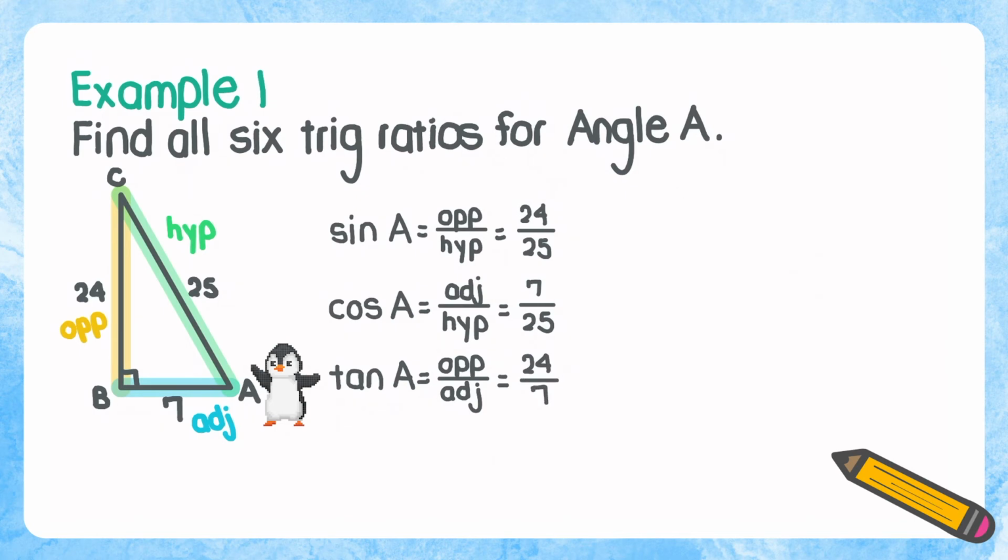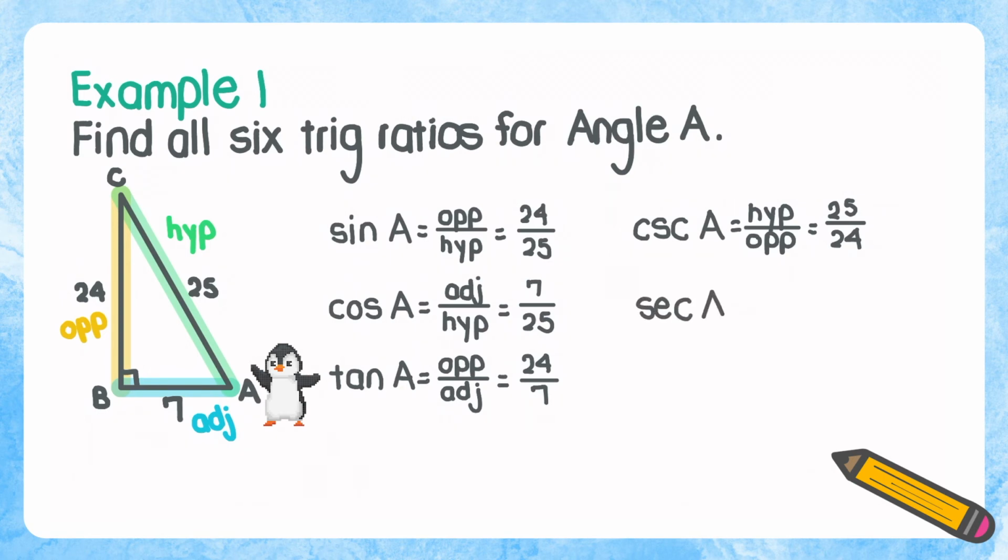So we have these 3 original trig ratios. Now let's figure out the 3 new trig ratios. The cosecant of A is the reciprocal of sine of A. So we're going to have the hypotenuse over the opposite side. So it's 25 over 24. We're just flipping the numerator and the denominator.